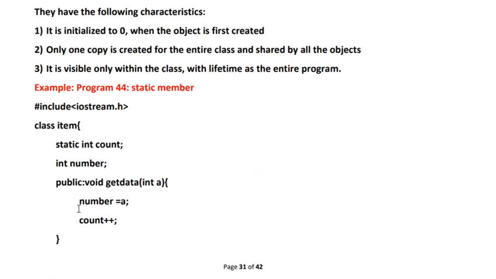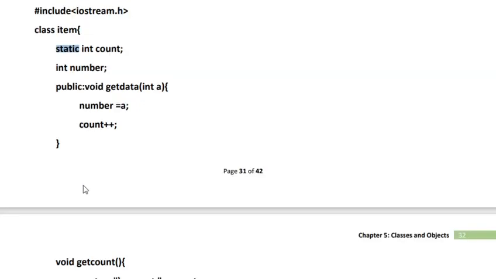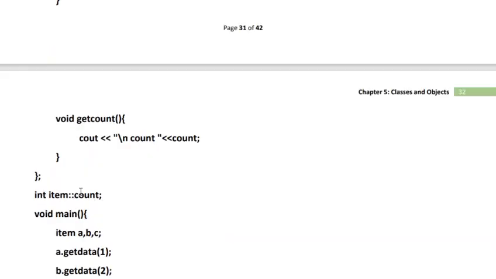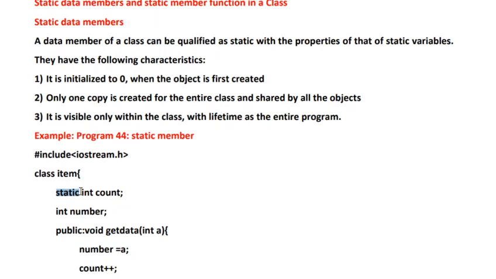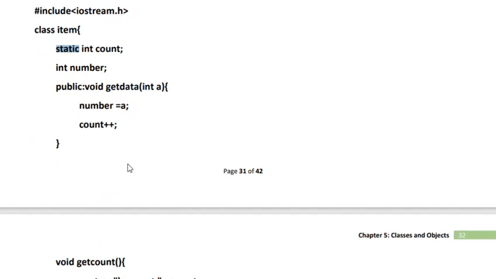What you can do is remove the static and execute the same program and see how it executes. So this is the property of a static variable. Once it's created, it's initialized to 0. It can be created only once and can be accessed by all the objects, it's visible within the class, and its lifetime is the entire program.